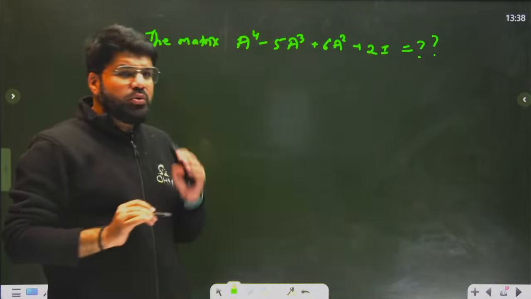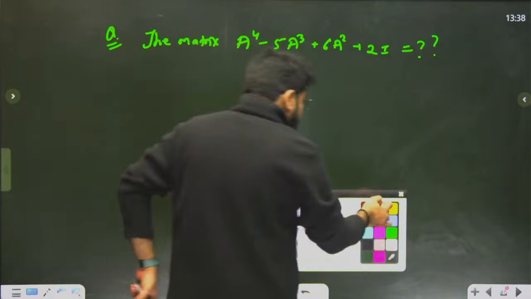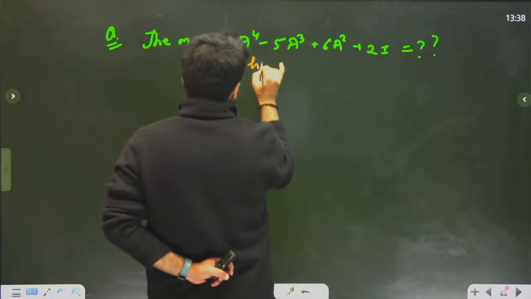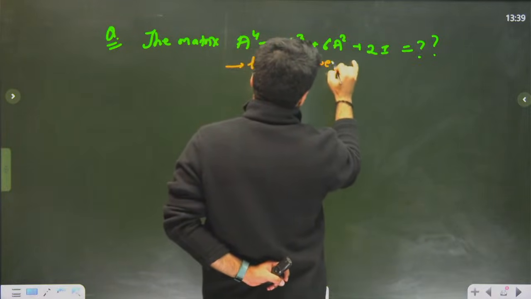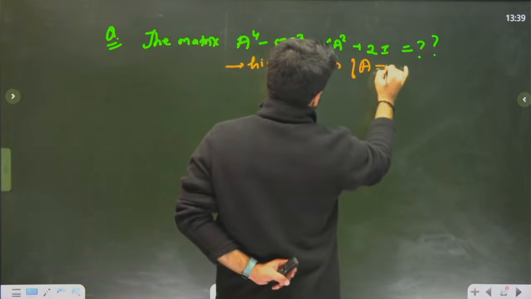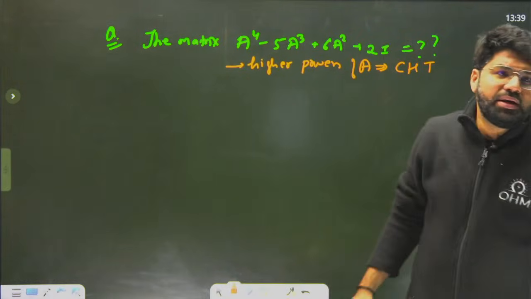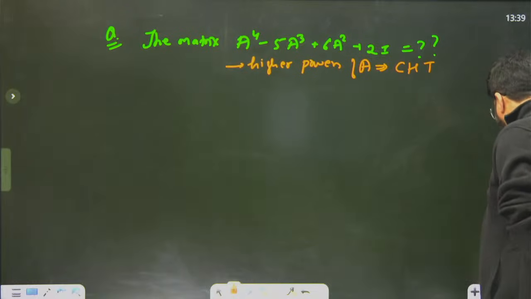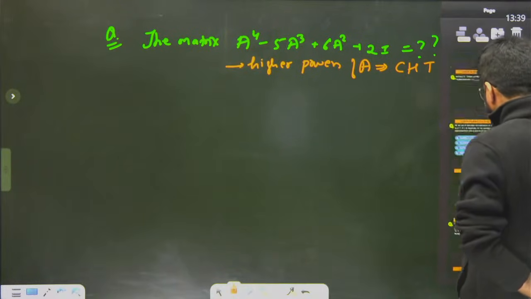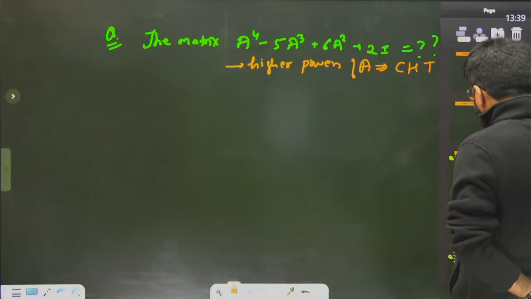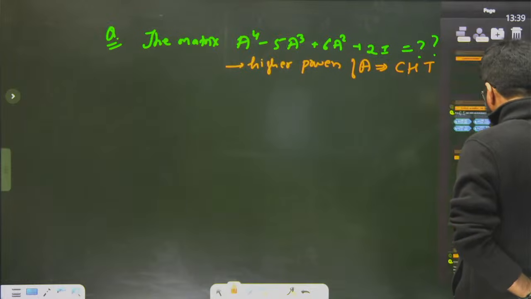Whenever you need to form a matrix which has higher powers of A, understand the two types of question. For higher powers of A, you can use the Cayley-Hamilton theorem. I will take more questions on it. The Cayley-Hamilton theorem simply says that every square matrix satisfies its own characteristic equation.